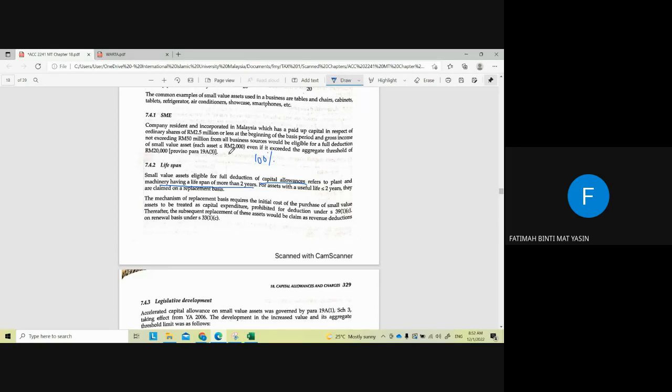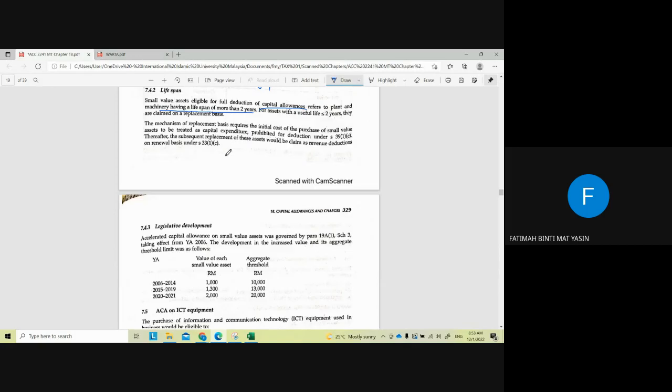Okay, but let's say the company runs a business like a resort. The company provides forks and spoons to the customers. In that case, the forks and spoons need to be replaced every 2 years. That one is actually an asset for the company for their business. Replacement basis means that the company replaces those forks and spoons not less than every 2 years. So in that case, expenses incurred to purchase the forks and spoons are deductible expenses. That one is allowable expenses.